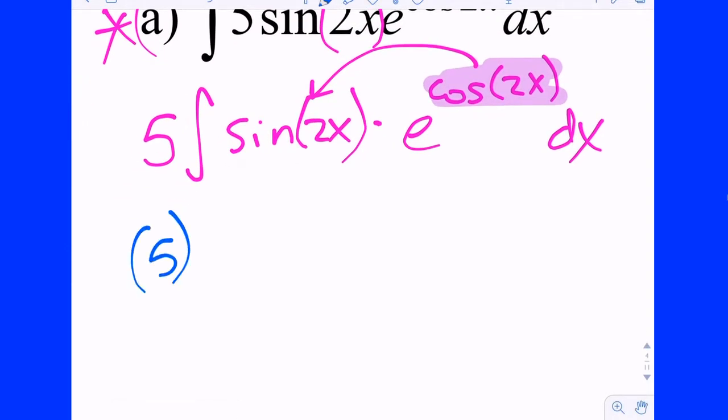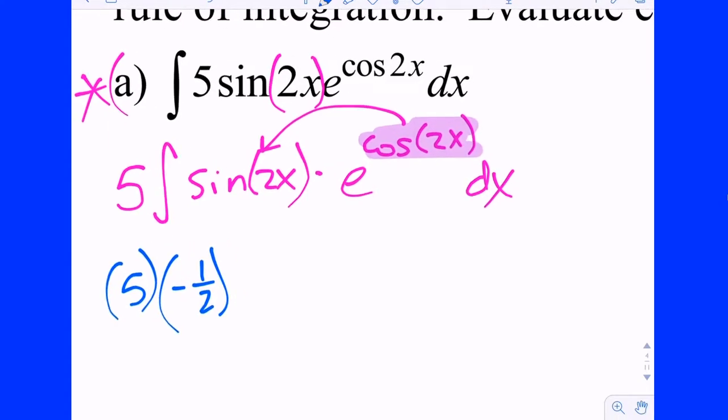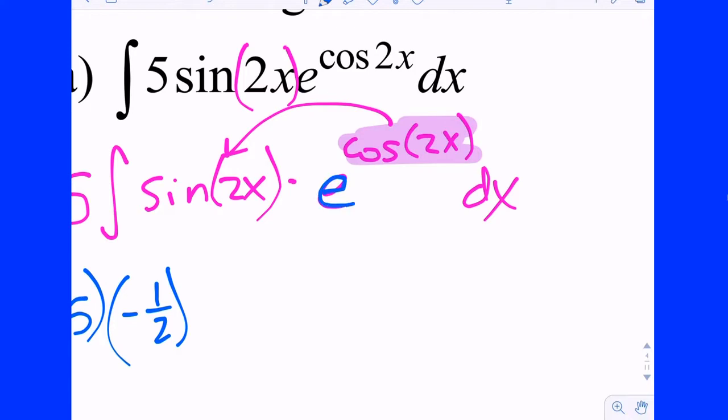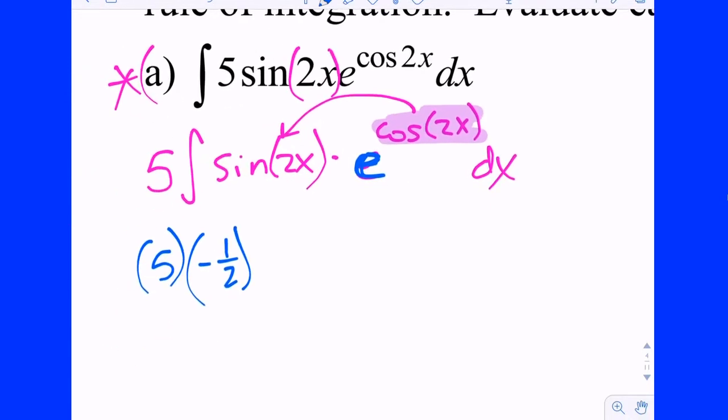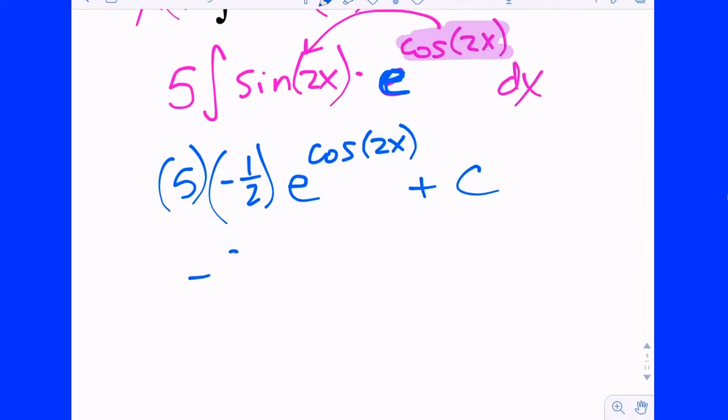So here we go. 5 goes along for the ride. If we're off by a negative 2, we have to have a correction of negative 1/2. Always the reciprocal. Good. And now the sine of 2x is gone. It gets packaged back up, right? Now part 2. What is the cosine function inside of? It's inside of the e function. And what's the antiderivative of the e function? The e function itself. And then plus c. And then you simplify that, of course. Negative 5/2 e to the cosine of 2x. Take the derivative if you're not sure.